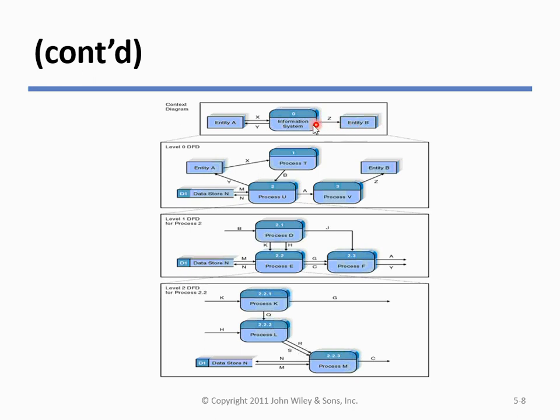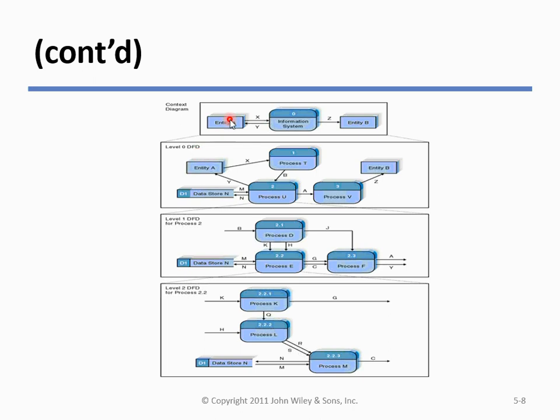It's rare for a context diagram to have data stores. That's too operational, right? So all we know is entity A provides an X, gets a Y, and entity B gets a Z out of this thing, okay? Then we break that context diagram into what's called a level 0 data flow diagram.